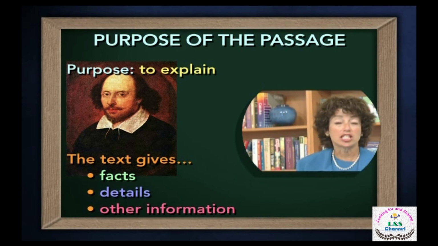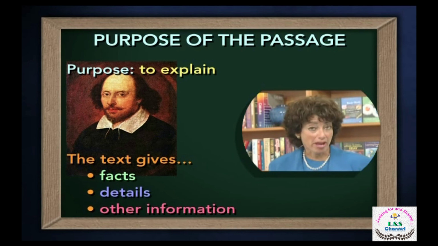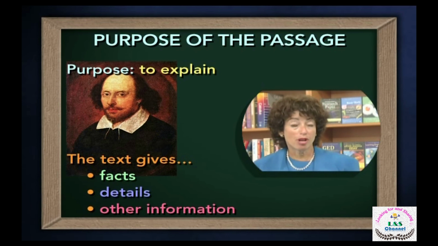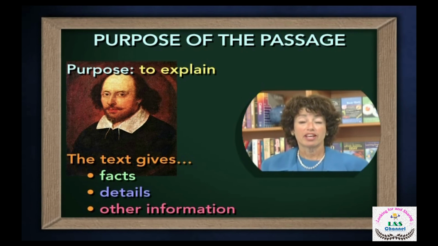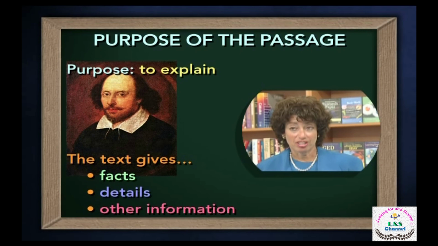1594 to 1599, continued as a principal actor and manager in the Lord Chamberlain's Men, and in 1599, he became part owner in the most prestigious public theatre in London, the Globe. From these facts, details and examples, I can figure out that the writer wanted to explain a part of William Shakespeare's life.